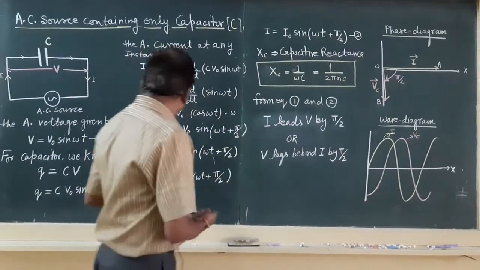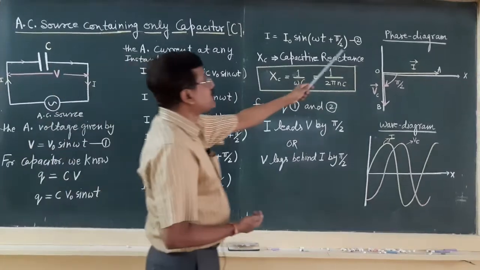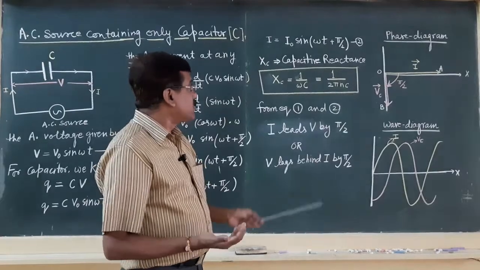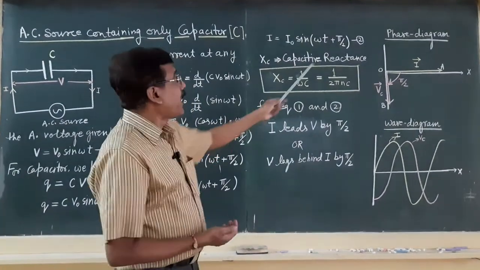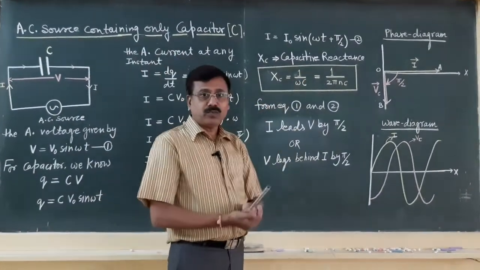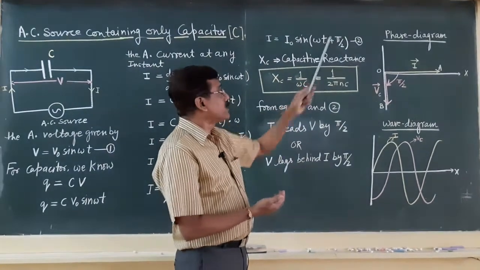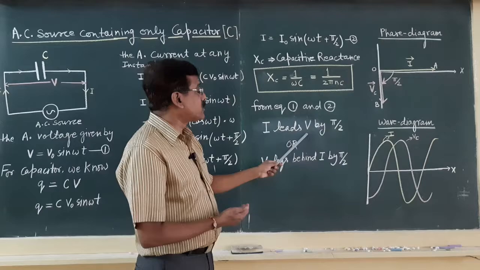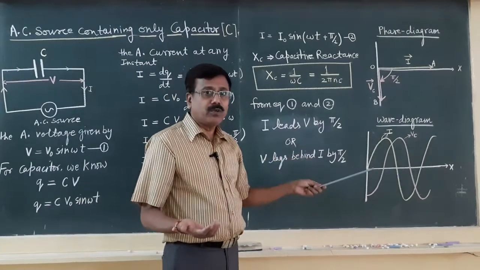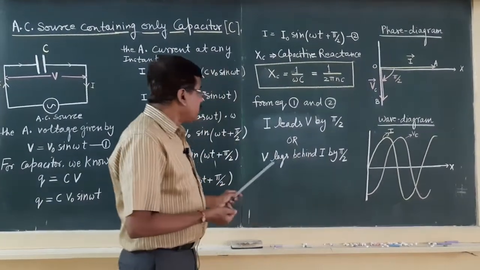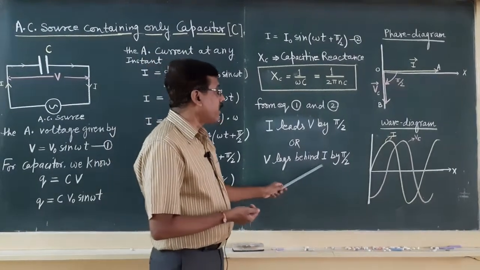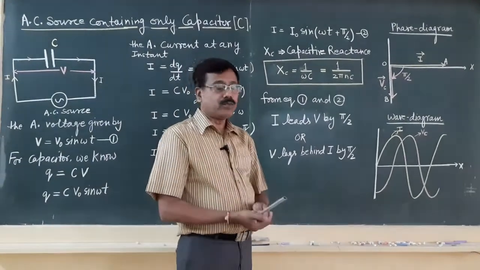So, from equation number 1 and from equation number 2, very clearly you can say that the phase difference between voltage and current is pi by 2, and this is with positive sign. It means the current always leads voltage by pi by 2, or you can say that the voltage across capacitance always lags behind current by pi by 2.